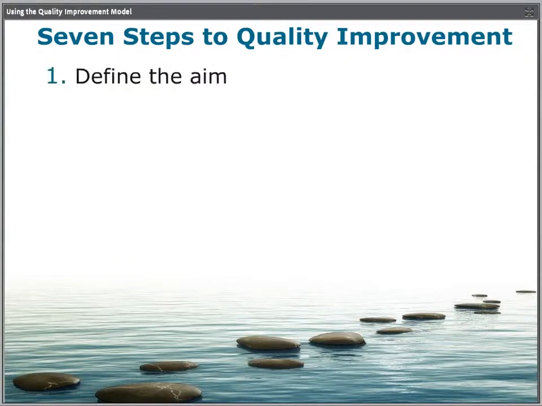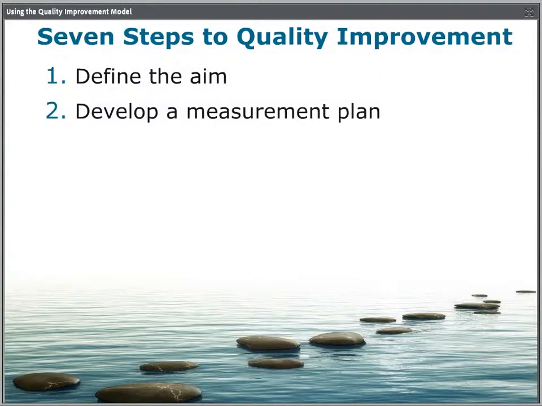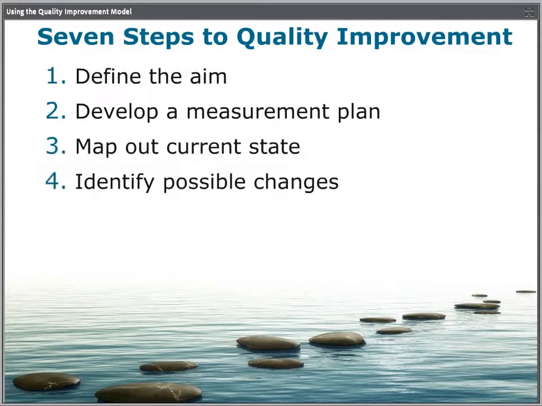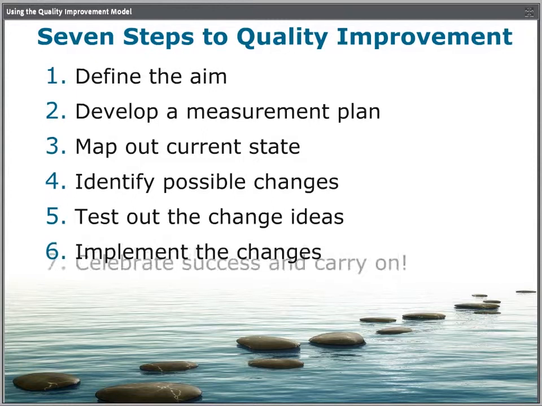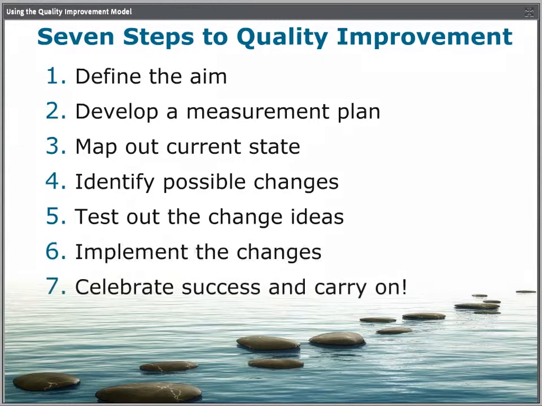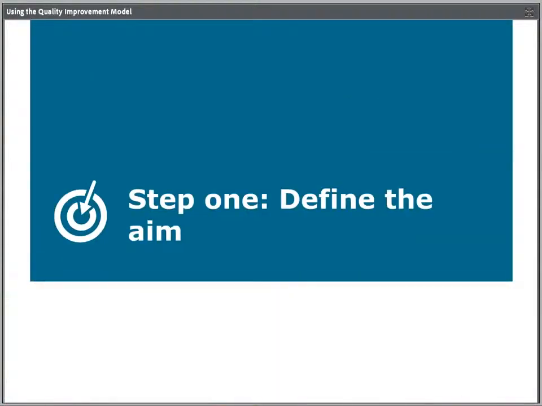So the first one, define the aim. The second one, we develop a measurement plan. We map out the current state. We identify possible changes to make. And then we test out those change ideas. Once we have those ideas, we can implement those changes. And then importantly, we celebrate success and we carry on. It's continuous. So I'll go through these in more detail. Step 1, define the aim. This is really, what do you want to improve and why do you want to improve it?